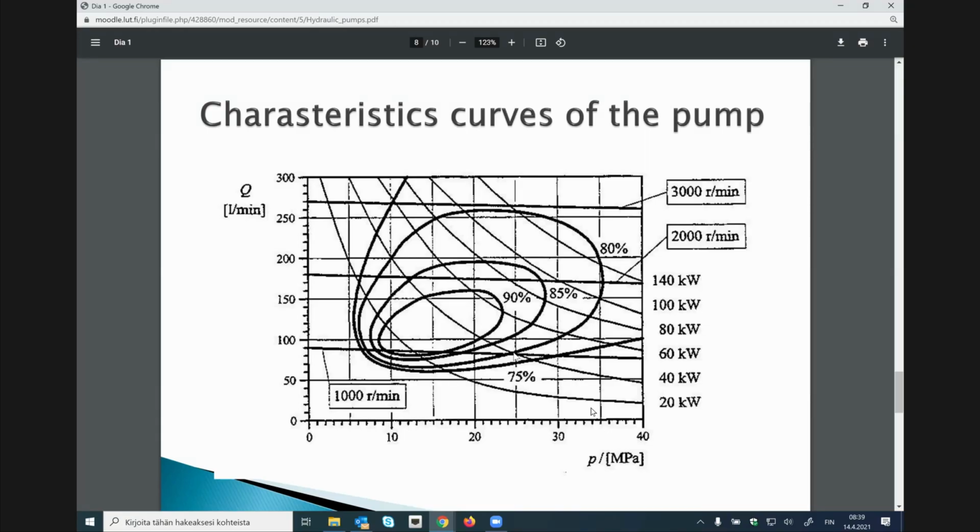And for example, if we have a look at this point, when the flow rate of the pump is 150 liters per minute, and the pressure level is 200 bars, we have better efficiency than 90%. And I can see also that it is very close to the 60 kilowatt line. The power consumption is about 60 kilowatts, a little bit less than 60 kilowatts. And at that time, the spinning speed will be a little bit less than 2,000 rounds per minute, something like 1,800, because there is the line for 1,000 RPM, and here is the line for 2,000 RPM.